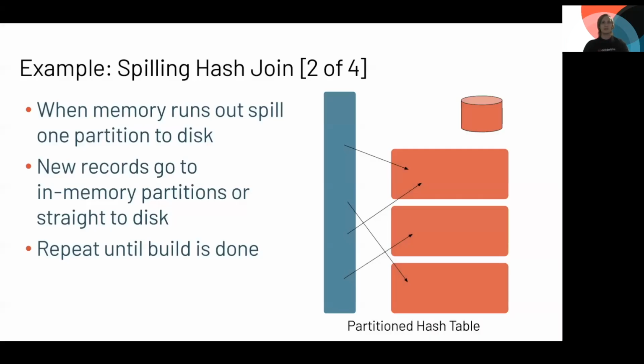The idea is that under memory pressure, we can free memory one partition at a time to degrade more gracefully than spilling everything immediately. During the build phase, build rows that belong to spilled partitions are immediately spilled to disk as well. We keep going until the build input has been consumed. We've now built a partially in-memory and partially spilled hash index.